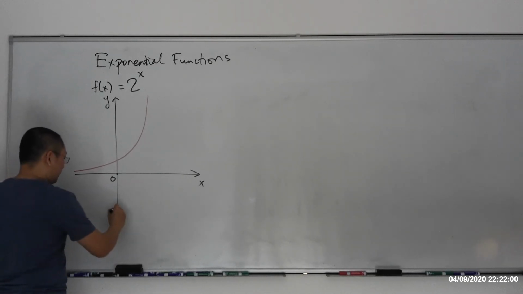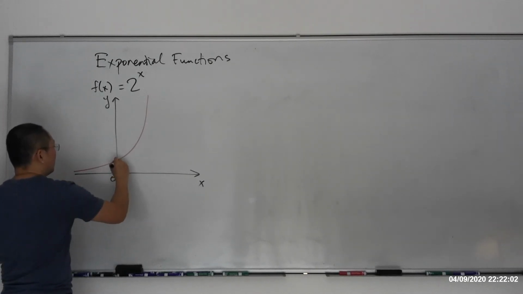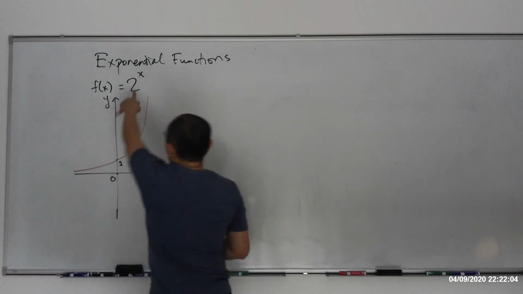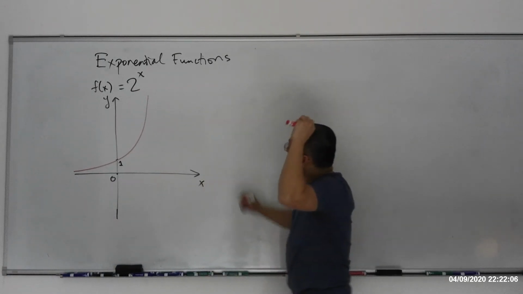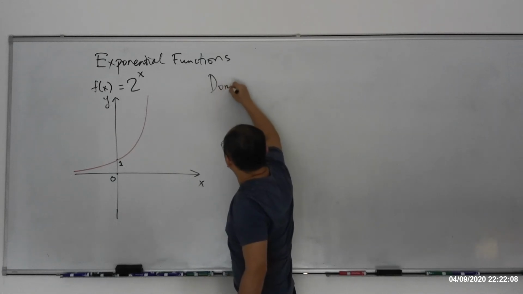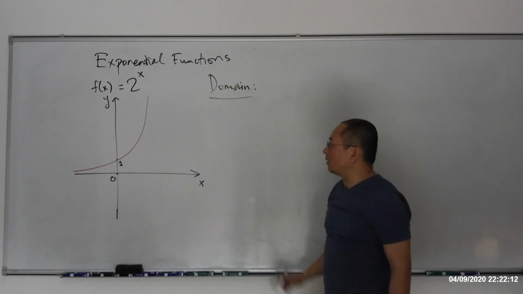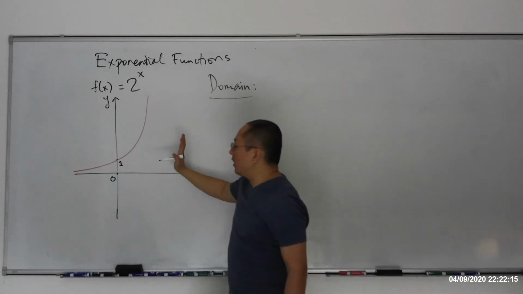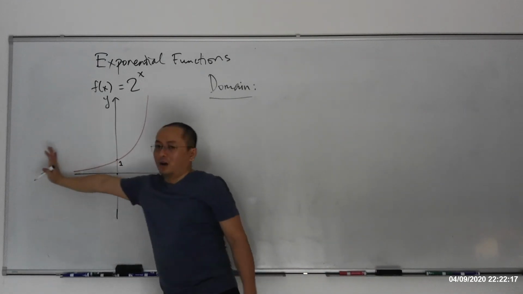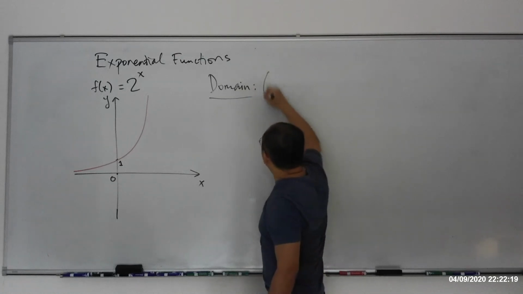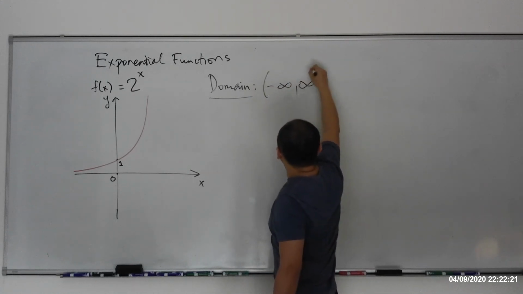By looking at the graph, we can see some properties. This is 1 right here. Look at x equals 0: 2 to the 0 is 1. Right? The domain: whenever you hear the word domain, think of the x values. X traced along the graph, all the way from negative infinity to positive infinity, in other words, all real numbers.